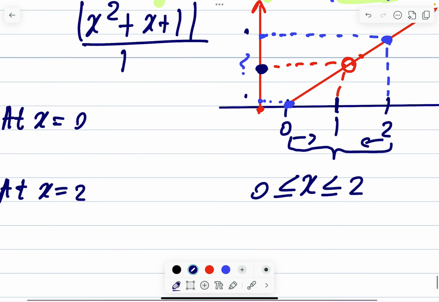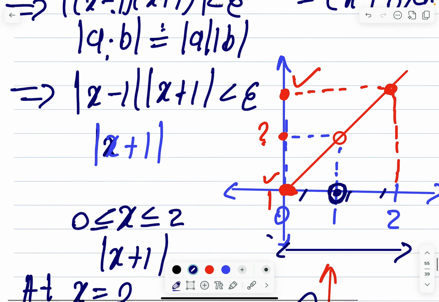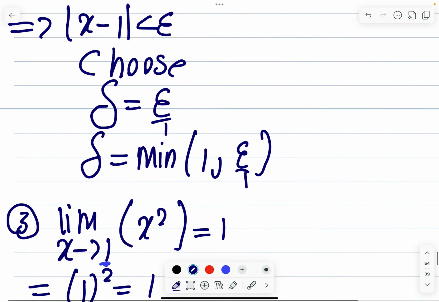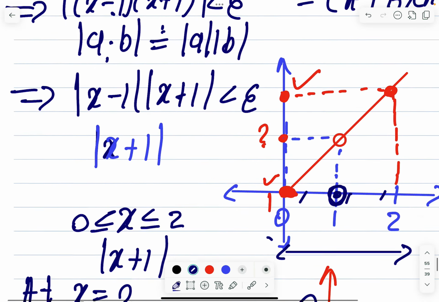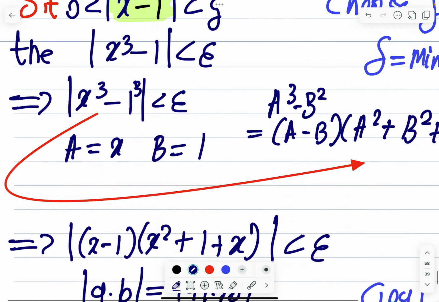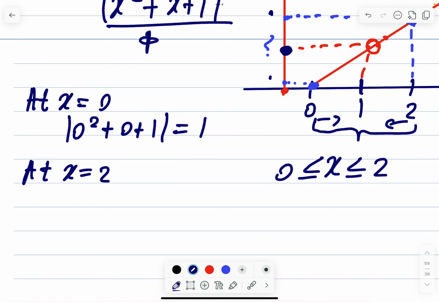Our function is this one. Right? So we're going to substitute 0 there. We're going to have 0 squared plus 0 plus 1 equals 1. I did not do this thing. Let me check. I think I did it. Oh, it's not that one. It's another one. Yeah, thank God. Right? Therefore, let's check at x equals 2. We're going to have 2 squared plus 2 plus 1, which equals 7.